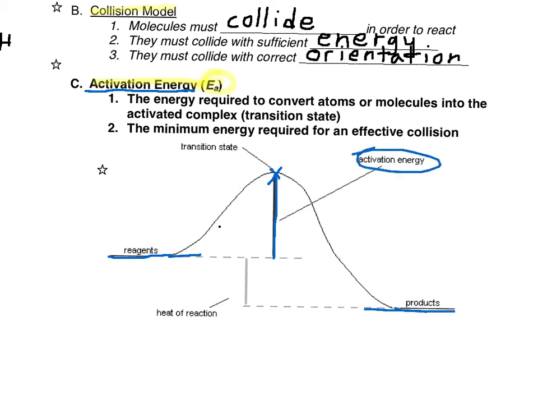Now, for this particular graph, notice that the change in energy, or change in enthalpy, between the reactants and the products is negative. So this is an exothermic reaction. If I was going to look at an endothermic reaction, it would look pretty similar to this, only the products would be higher in energy than the reactants. But it would still have an activation energy that it would need to overcome in order to actually make the products happen.